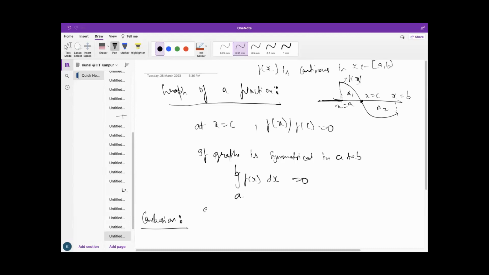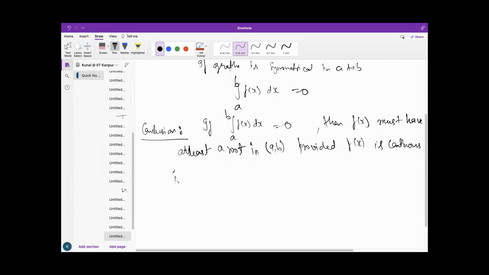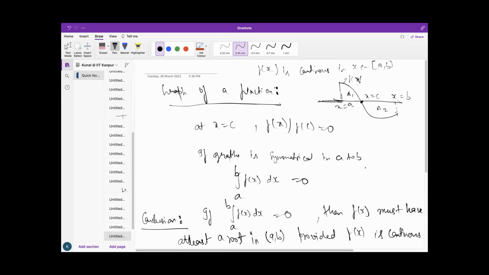If the integral of f(x) dx in A to B is equal to 0, then f(x) must have at least a root in A to B, provided f(x) is continuous. f(x) is continuous in x belongs to A to B. So like above we saw how it is possible? So there must be a root.